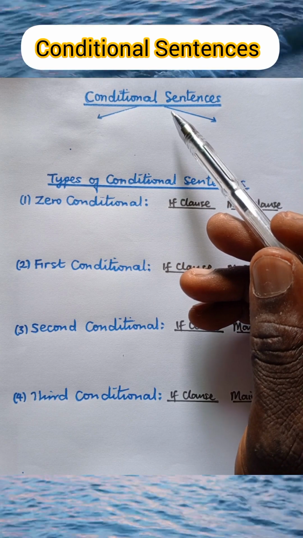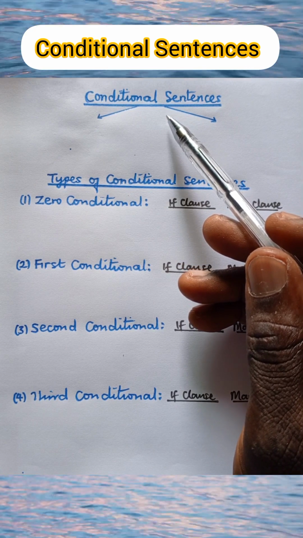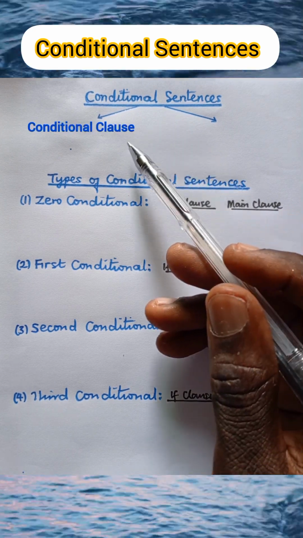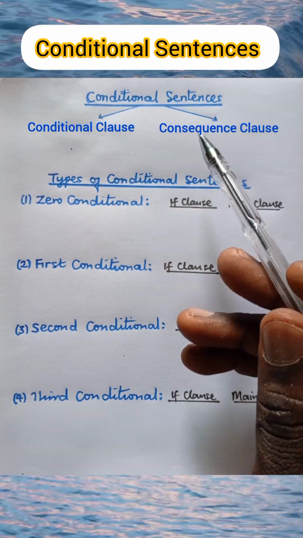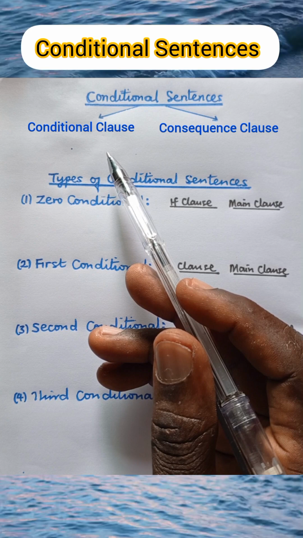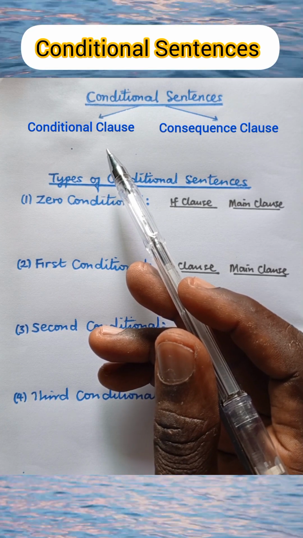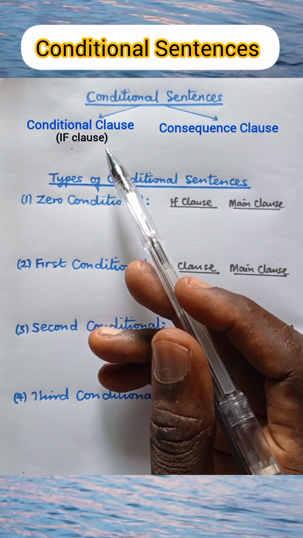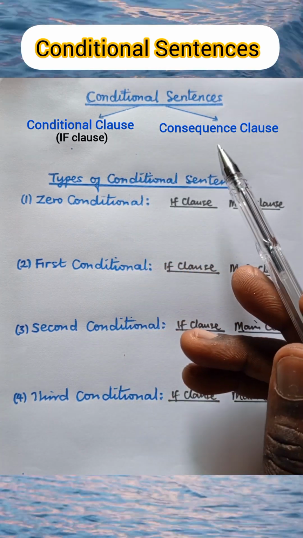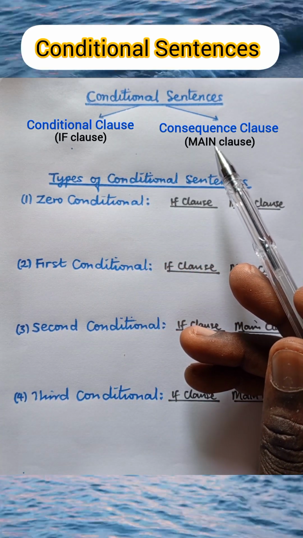Conditional sentences are usually made up of two clauses, and these are the conditional clause and the consequence clause. Now, the conditional clause often begins with an if, and so it is also called the if clause, while the consequence clause is known as the main clause.